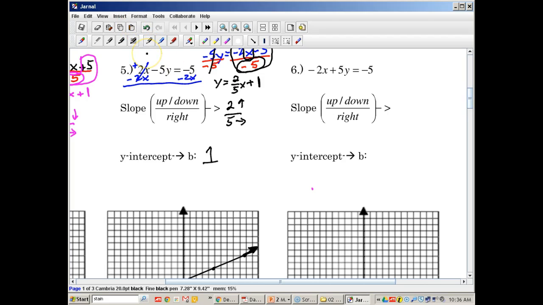Now try number 6 on your own. See if you got the hang of it. See if you can do it. Use 4 and 5 as an example. Give it a shot. I'm sure you guys can do this.